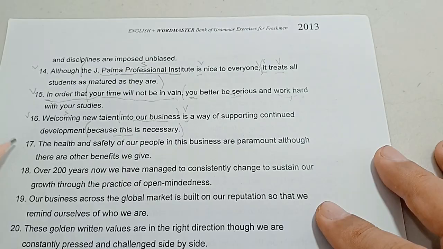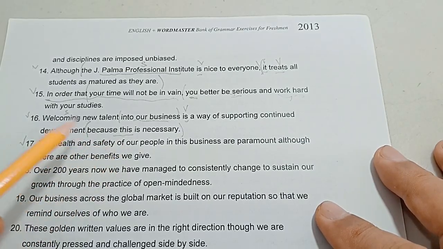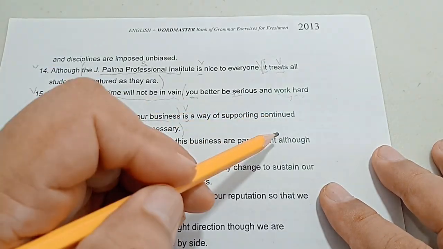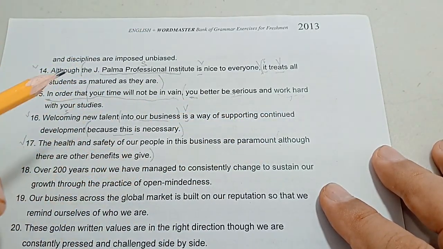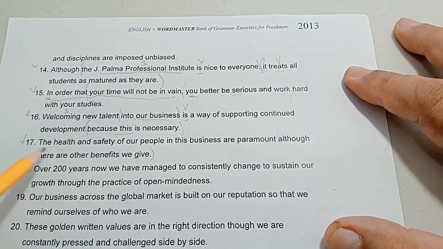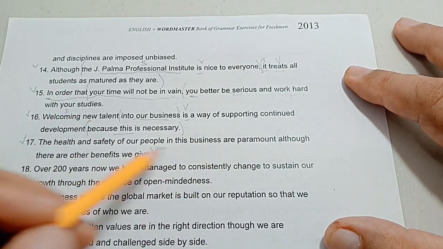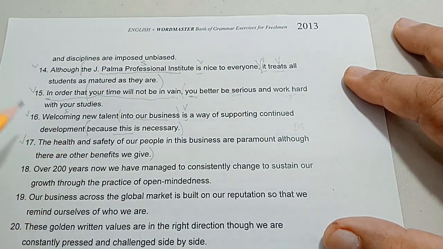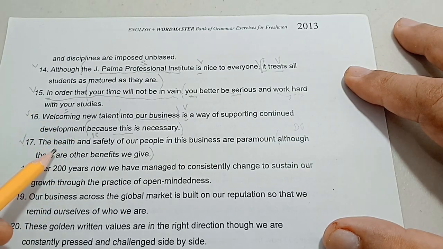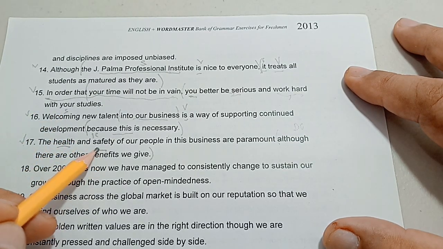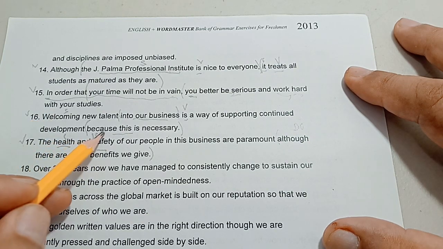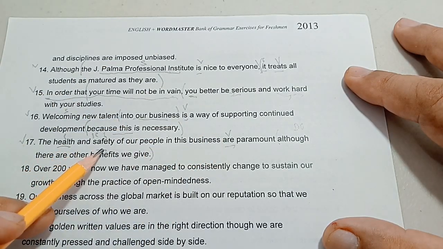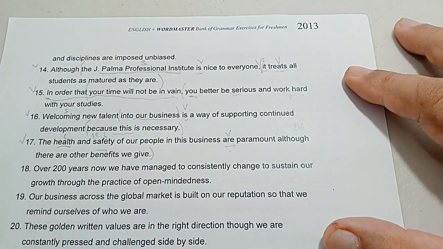Right, next, 17. The health and safety of our people in this business are paramount, although there are other benefits we give. So you have here the dependent clause. You have here the independent clause. Yan. So dependent na ito. Ang pinapakita sa atin. Ito naman ay independent clause. The health and safety. Health, safety. Okay? Compound subject yan. Subject, subject. Tapos, yung verb mo ay are. Health, safety are. Yan. Paramount.